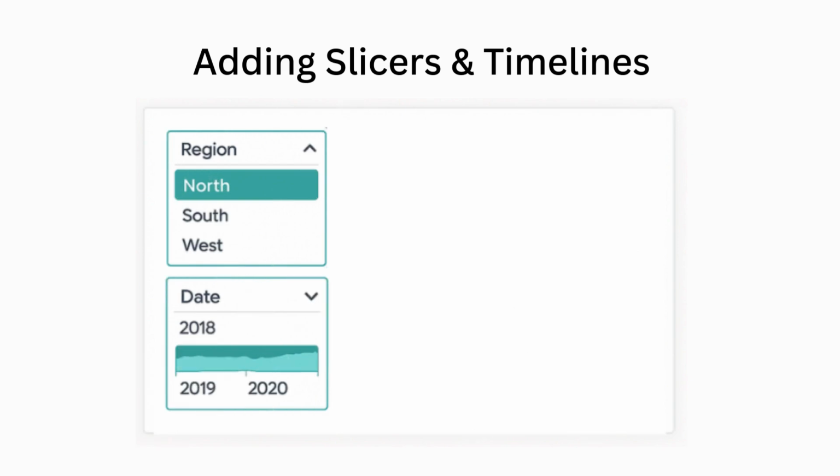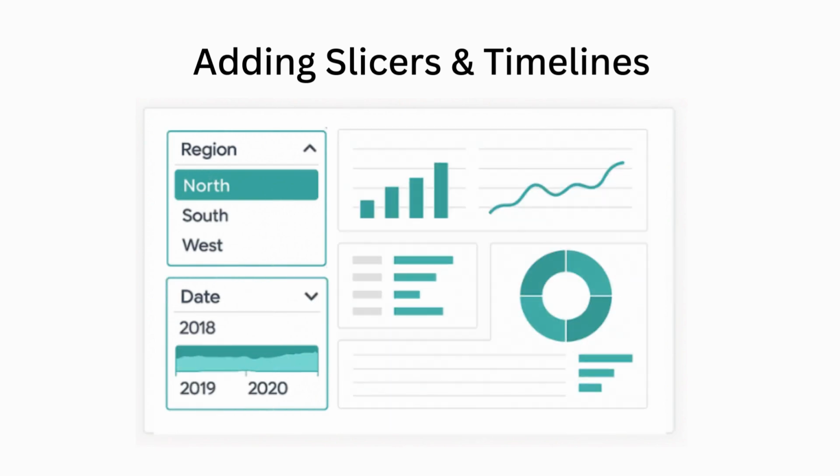This is where your dashboard becomes truly interactive. By adding slicers and timelines, you can give users a simple and intuitive way to filter your data. Slicers allow you to filter by specific fields like region or product type with just a click. And with a timeline, you can filter your entire dashboard by date range.